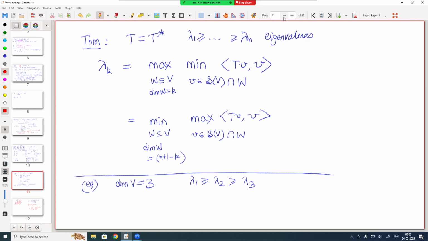Let's just do it in general. Let's do it for the kth eigenvalue. The proof is more or less exactly what I gave earlier. So let's prove this. What should we do?